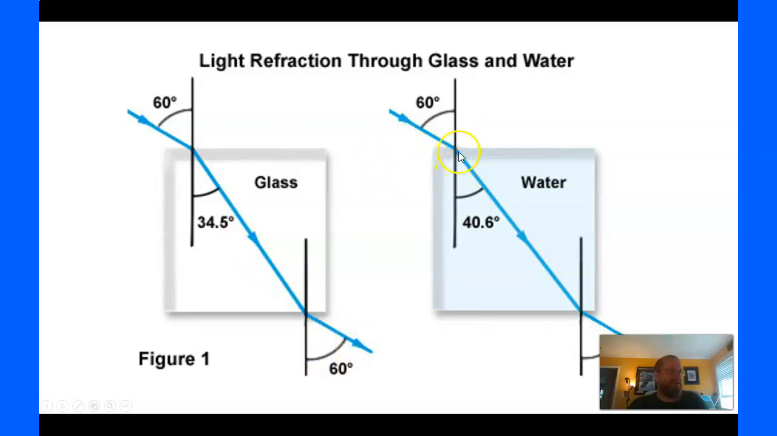Same here, from 60 to 40.6, from 40.6 back to 60. Those of you who know geometry know that this angle here is also 40.6, right? Of course, right. So, what you need to know, the more dense the medium, the more the light bends. So the greater the change in density, the greater the bending. Alright.